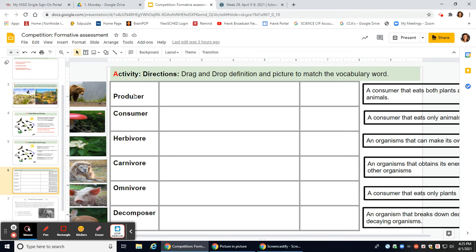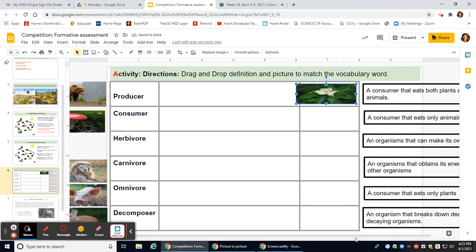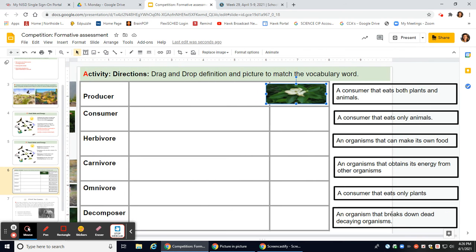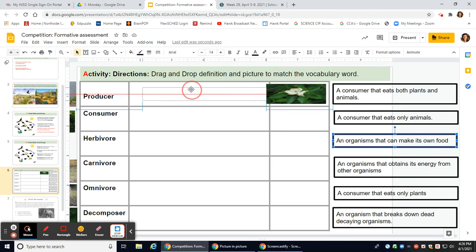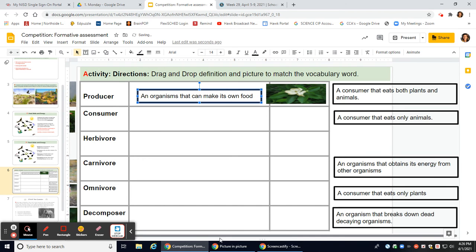So here we have a producer. A producer can make its own food. So here's a picture of a producer. Okay, and now I want to find a definition of a producer. A producer is an organism that can make its own food. A consumer. A consumer is an organism that obtains its energy from other organisms. Or, let's see, a consumer eats only animals. I would say a consumer eats only animals.